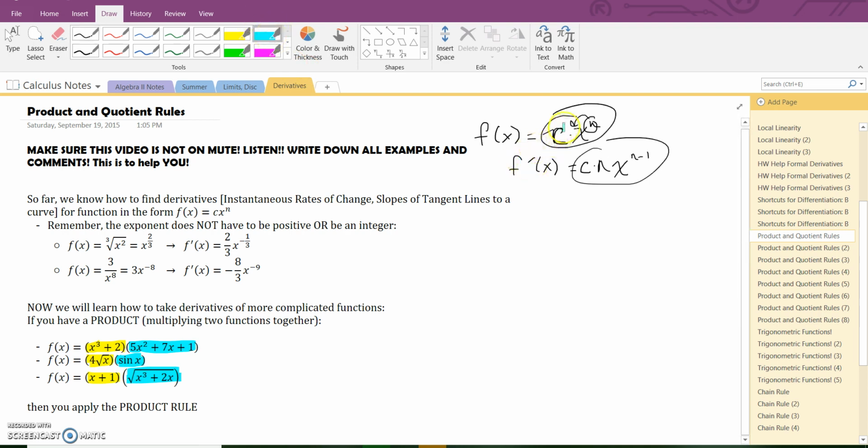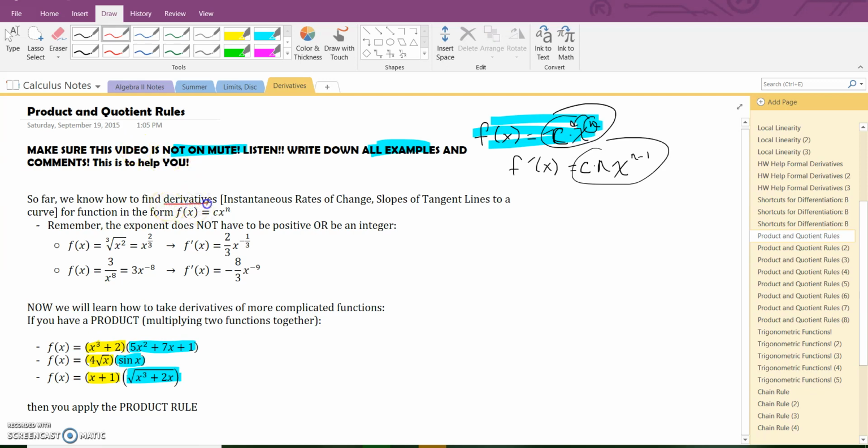Now, realize that not every function is going to be this simple, just a constant, an exponent, and a base. There's many more complicated functions out there, and our goal is to find the derivative of all of those. So as you do this, make sure your video is not on mute, listen carefully, and write down all the examples. There's going to be some that I do with you and some you try.